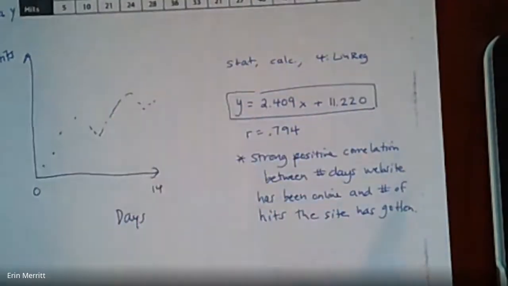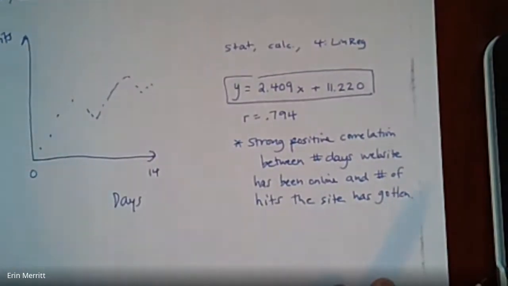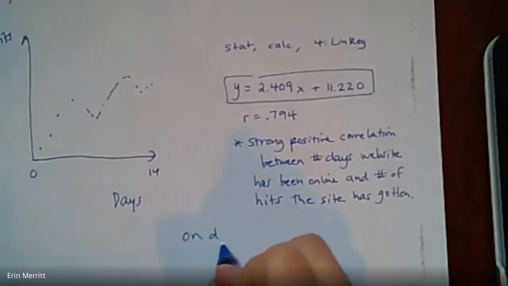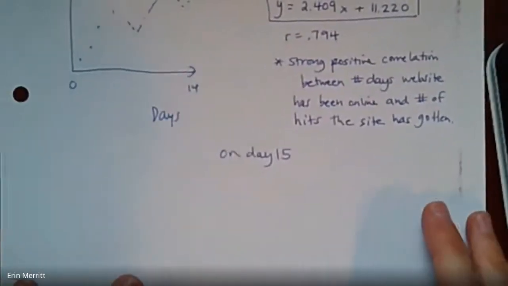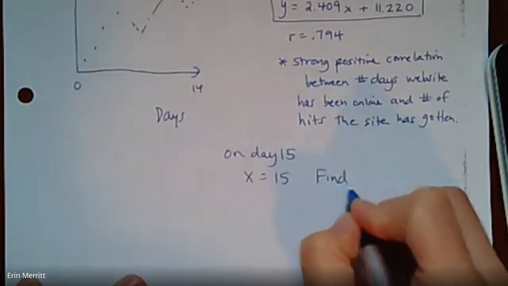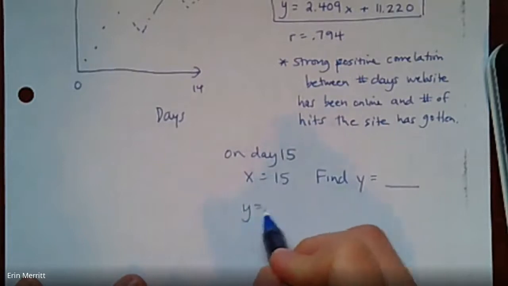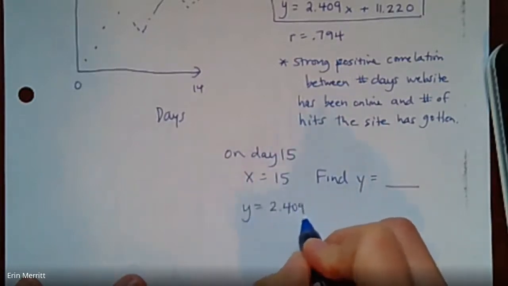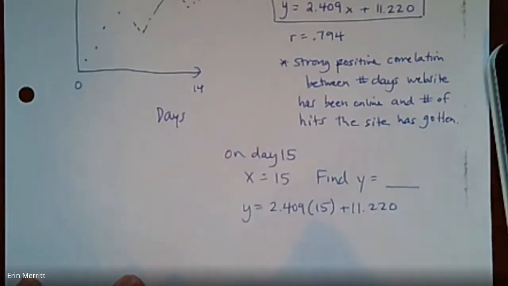The last part: predict how many hits there are going to be on day 15. Well, day 15 is an x value. So on day 15, oops, sorry, I'm almost off the page there. Let me slide this up. On day 15, that's x equals 15. All we have to do is find the corresponding y value. So you can use it right on the home screen: 2.409 times 15 plus 11.225.